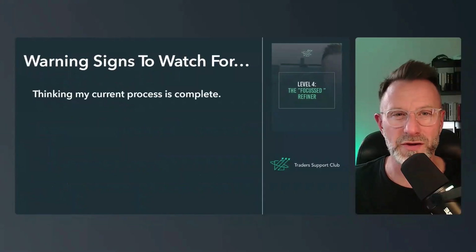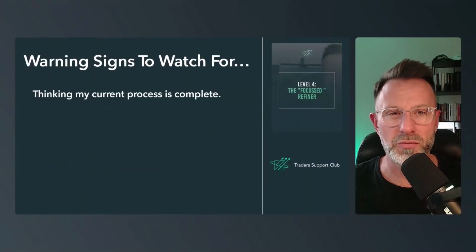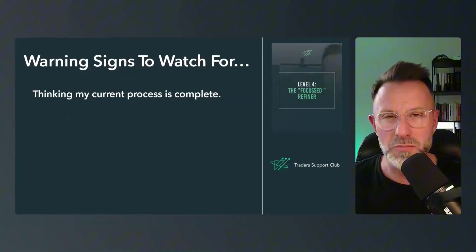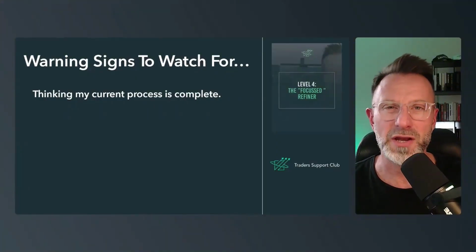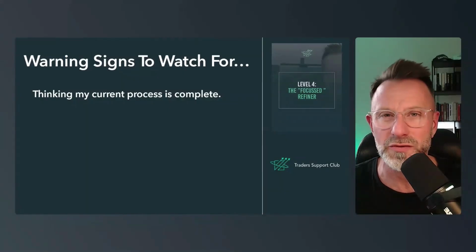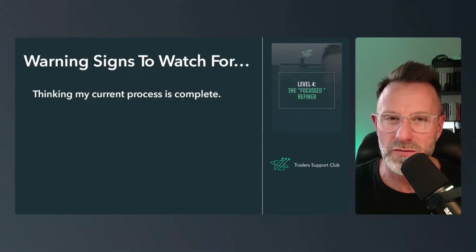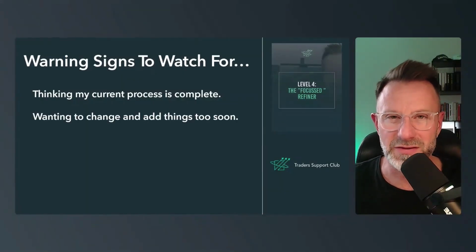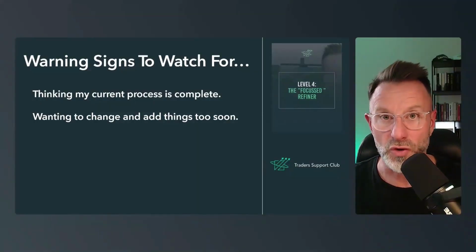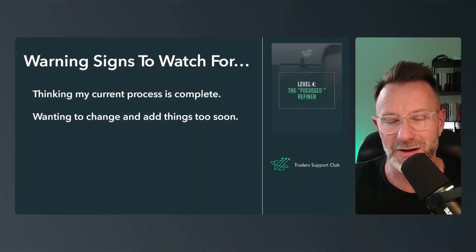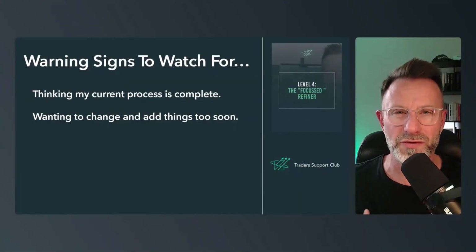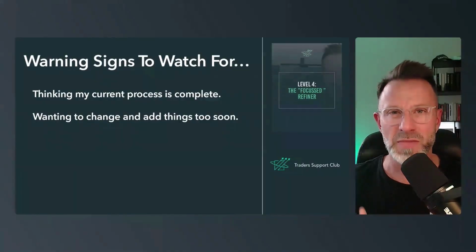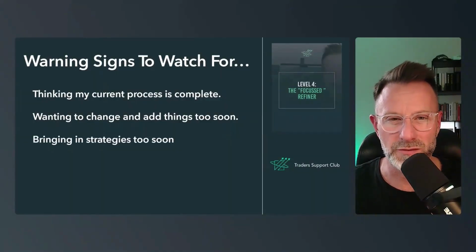So, warning signs to look out for. Thinking the current process is complete. You are moving towards the element of ownership. You are getting much closer. You're feeling a lot happier about the setup. All is good on that front, but it's not over at this point. Wanting to change and add things too soon. If you find yourself not testing something and wanting to run a trade for longer, like I said earlier, or you're testing something very quickly and you want to add it in, or anything like that, that feeling of wanting to change stuff and not just be disciplined is a key warning sign.